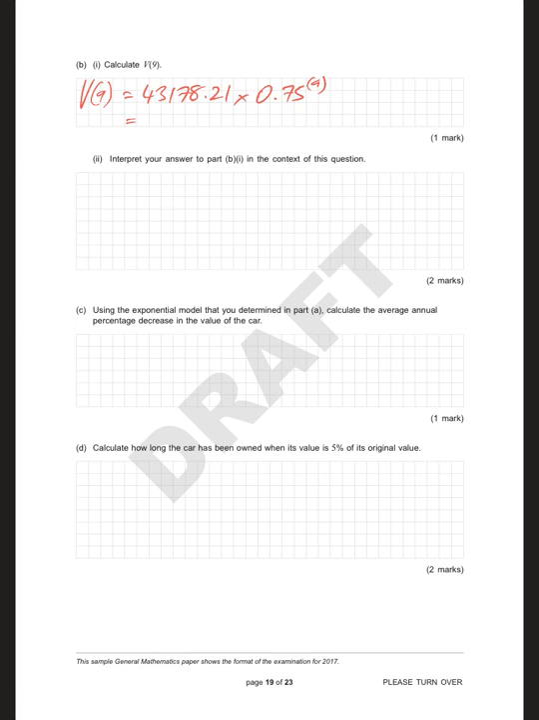So remember BEDMAS, 0.75 to the power of 9 times 43178.21. 3242.02 to 2 decimal points. Just double check.